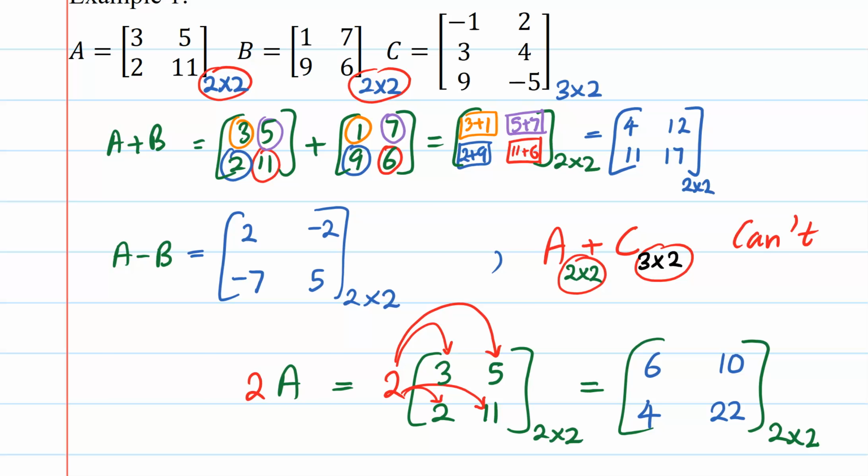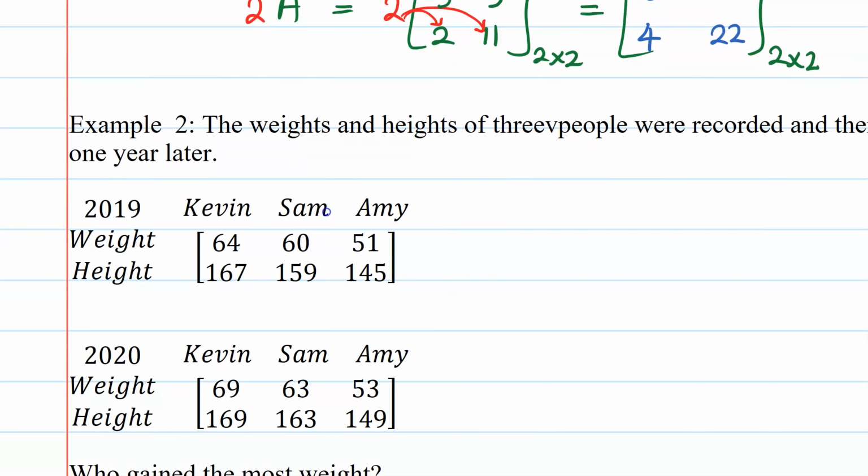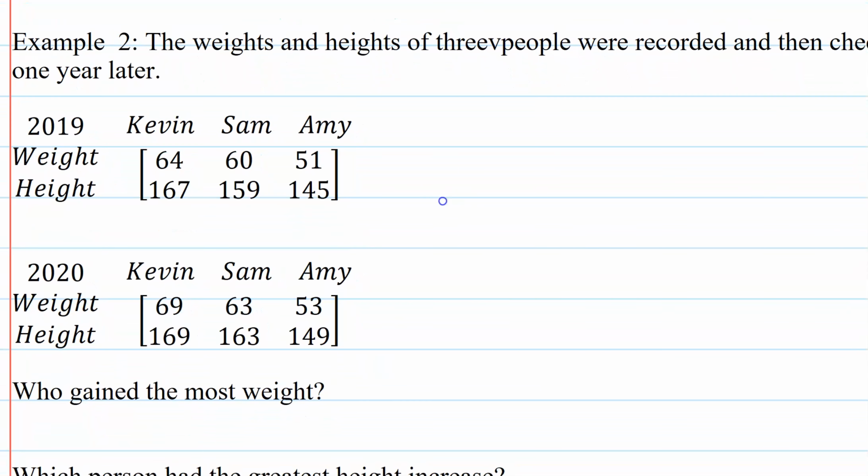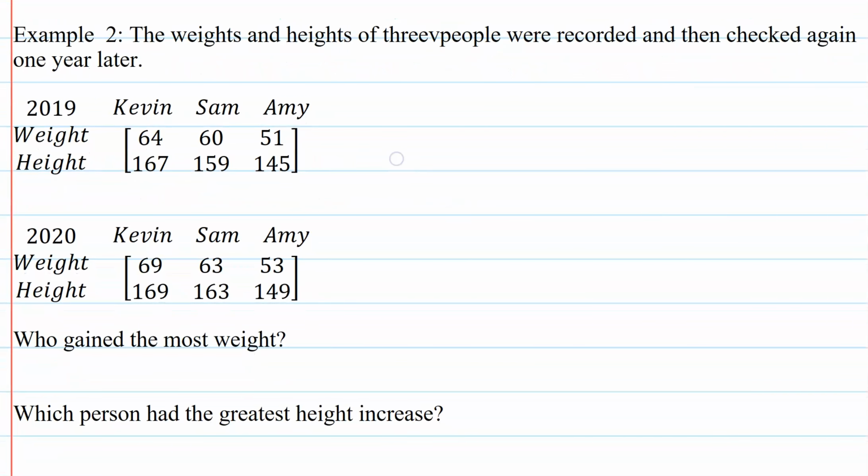Let's have a look at an application where we can use this. Example number 2: we have been given the weights and heights of 3 people represented in these 2 matrices, and then we've been asked these 2 questions. Who gained the most weight? Which person had the greatest height increase? Well, we are looking at a difference here. So in order to get the answer straight away, we'll define this as A and this as B.